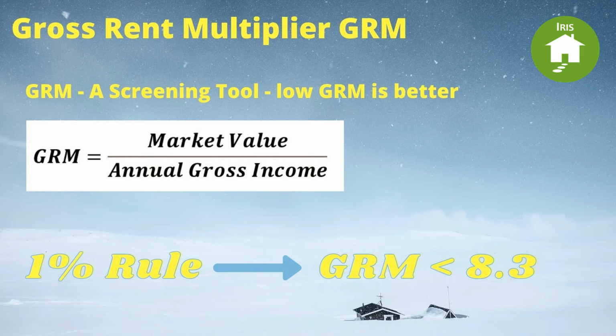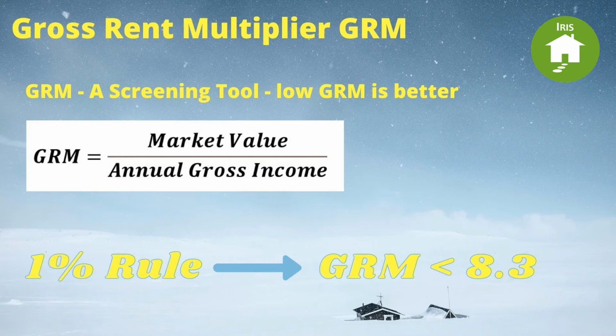One investment rule of thumb is called the 1% rule, and it says the monthly rent should be equal to or greater than 1% of the total purchase price of an investment property. When the monthly rent is 1% of what you paid for the house, the GRM equals 8.3. Therefore, the GRM of the investment property should be lower than 8.3. GRM is good, but a little bit too simple.